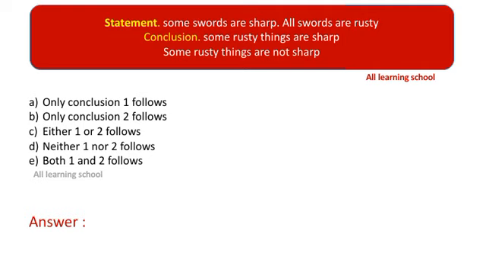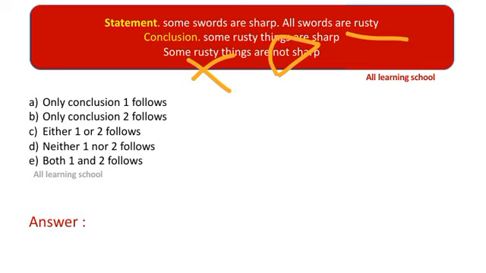Now look at the first conclusion, some rusty things are sharp. Here it is positive, so it can be followed. Look at the second conclusion, some rusty things are not sharp. Here the word not is present, so it is a negative conclusion. If both statements are positive, its conclusion could not be negative. In this question, second conclusion will be wrong. Only the first conclusion can be followed if it follows all the rules. According to first rule, second conclusion is wrong, first conclusion is correct.